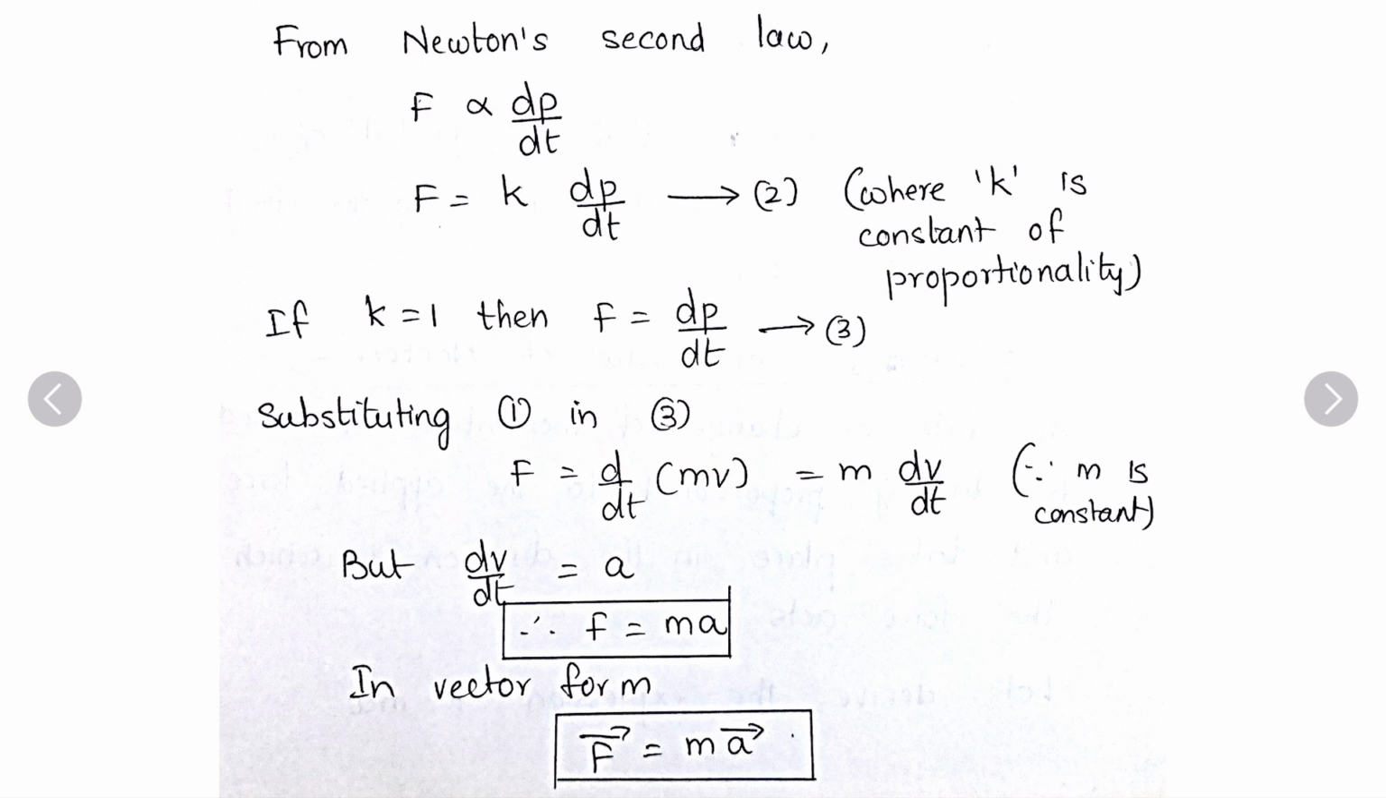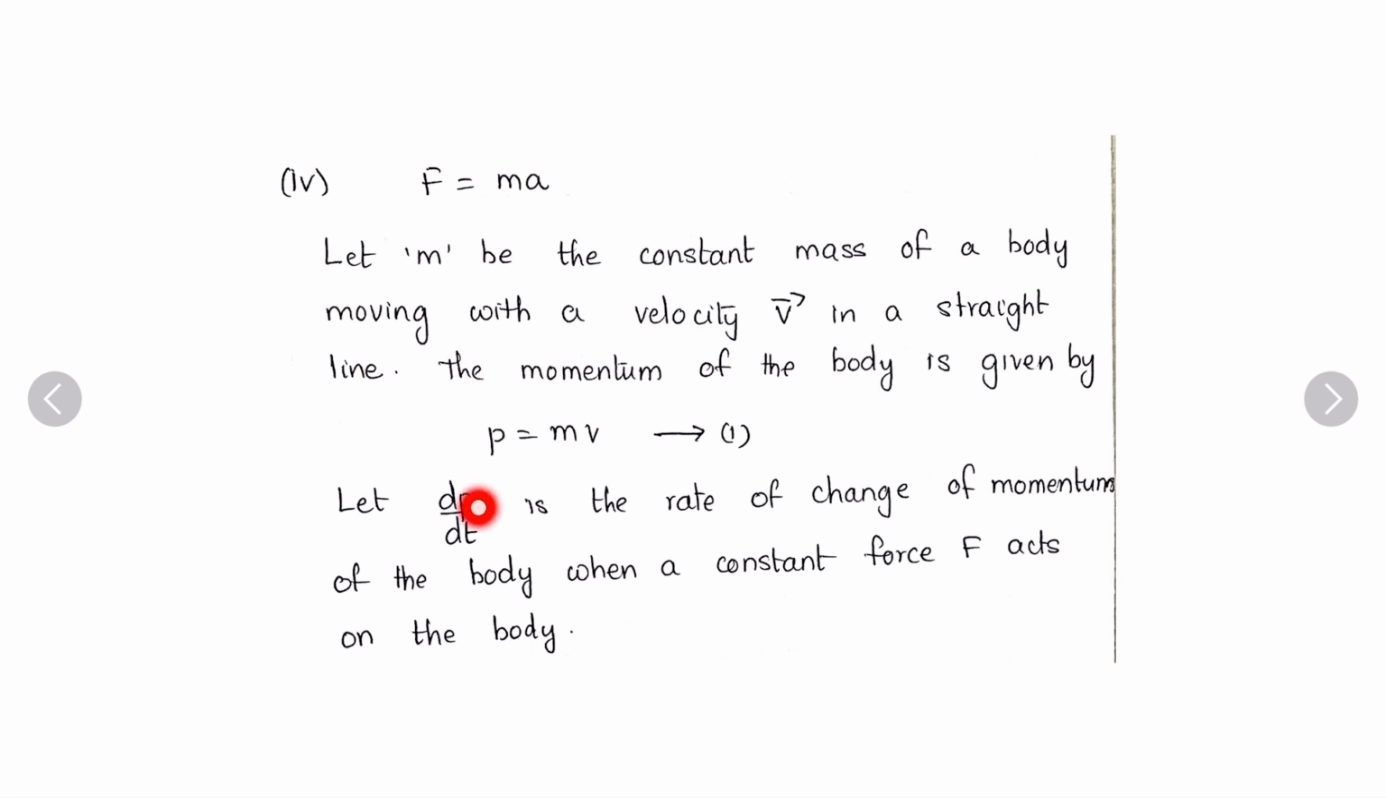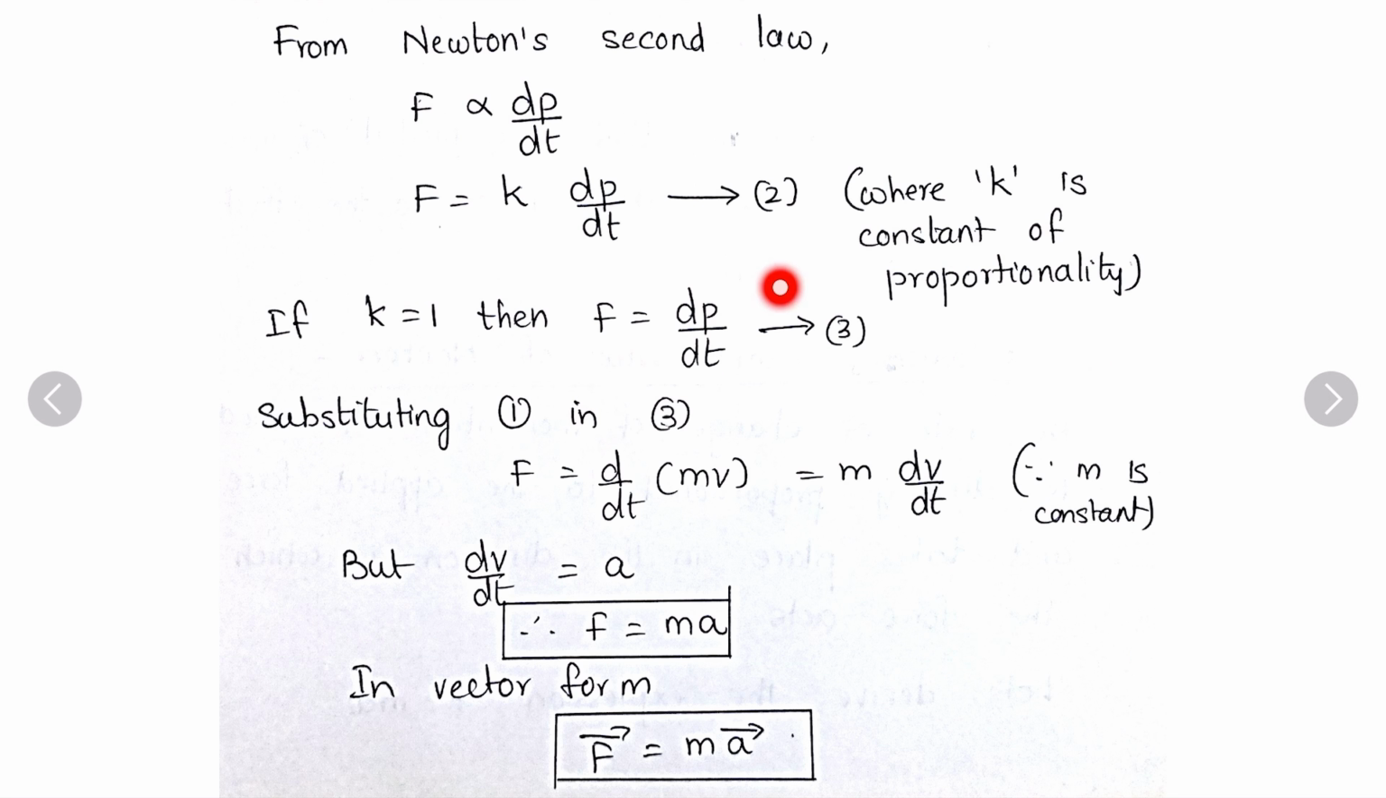Substituting 1 in 3, what is 1? This is 1: p is equal to mv. So in place of p, we substitute mv, then d by dt of mv. Mass is constant, so we cannot differentiate it, take it out, dv by dt. Therefore dv by dt is equal to a. We know that the rate of change of velocity with respect to time is equal to acceleration. Therefore F is equal to ma.